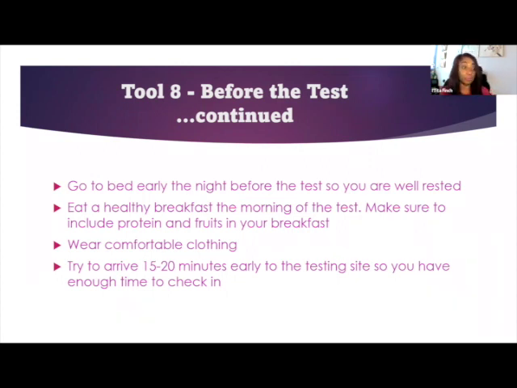Eat a healthy breakfast in the morning. Make sure that you include protein and fruits in your breakfast. Nice, some oatmeal, bananas, a granola bar. Wear comfortable clothing. And if I remember correctly, those testing rooms are freezing. So make sure you're comfortable. Make sure you have a jacket or a sweater so that that doesn't become a distractor to you while you're taking the test.